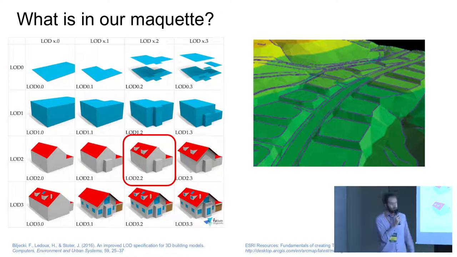For the terrain, I took this from the Esri website. It's actually the manual on how to make terrains. Esri has quite a nice manual on how to make elevation models. So you see break lines. Break lines are the key feature here, what we want to make.